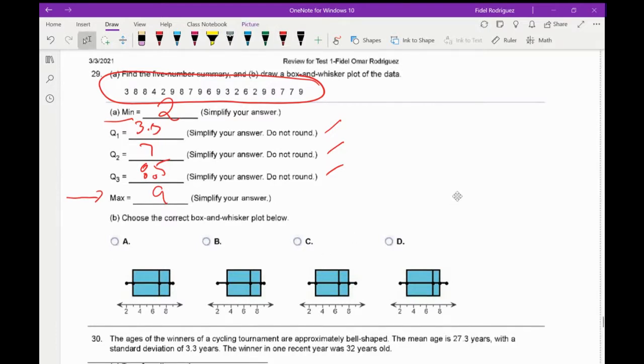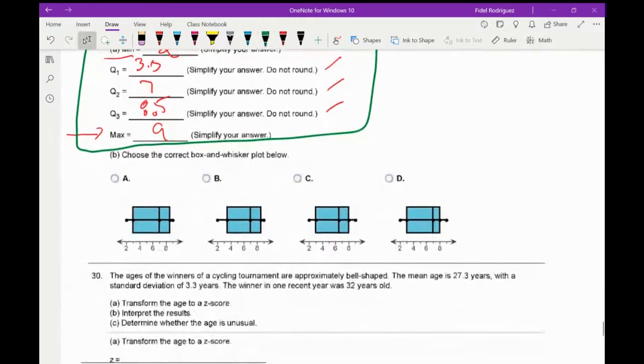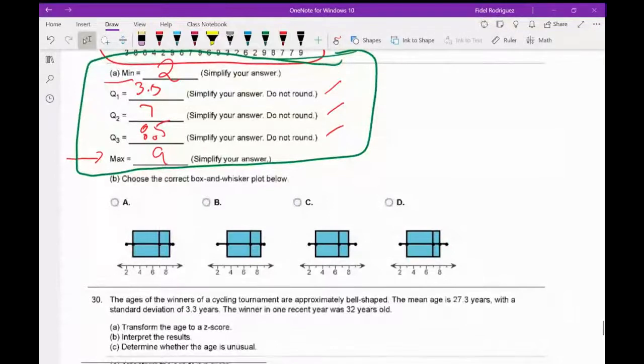And then what I'm going to do now is see, using these numbers that we came up with here, which of those best fits my graphs, okay? So first thing I need to do is say, which ones have a minimum of 2 and a maximum of 9? And, well, it looks like they all kind of do, right? So that's not going to help me too much. Then let me see if I can figure out which ones have a Q1, a Q2, and a Q3 of 3.5, 7, and 8.5.